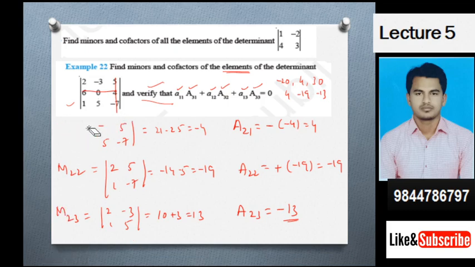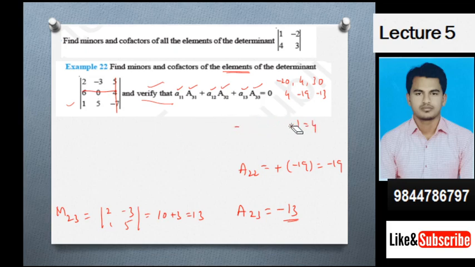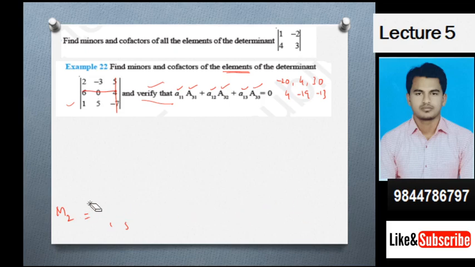And similarly calculate M31. M31, eliminating the third row with the first column, that is the determinant of minus 3 5 0 4, equal to minus 12. A31, 3 plus 1 is 4, 4 means plus, so minus 12 is equal to minus 12.